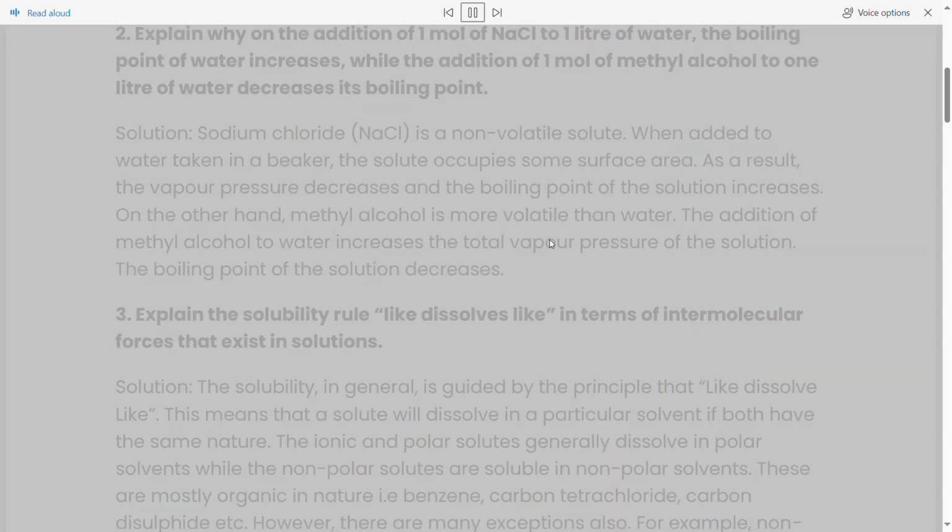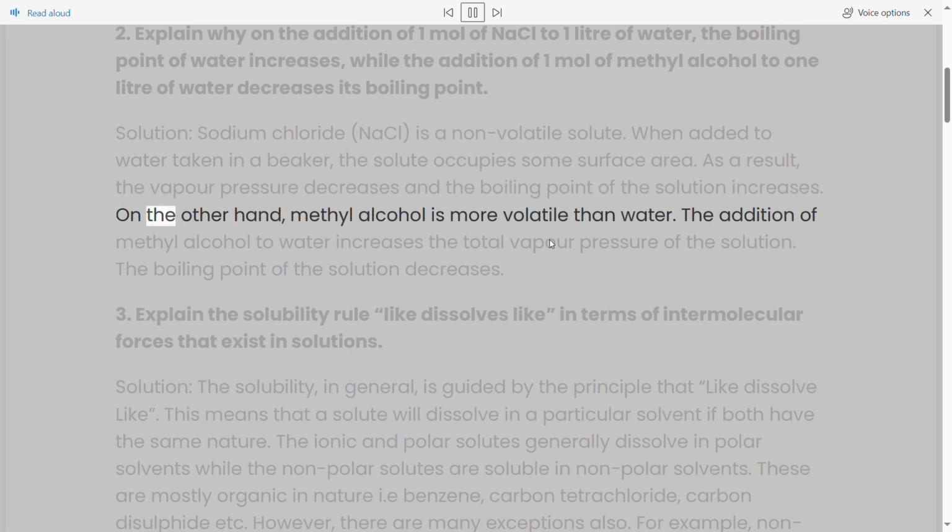2. Explain why on the addition of 1 mole of NaCl to 1 liter of water, the boiling point of water increases, while the addition of 1 mole of methyl alcohol to 1 liter of water decreases its boiling point. Solution. Sodium chloride, NaCl, is a non-volatile solute. When added to water taken in a beaker, the solute occupies some surface area. As a result, the vapor pressure decreases and the boiling point of the solution increases.